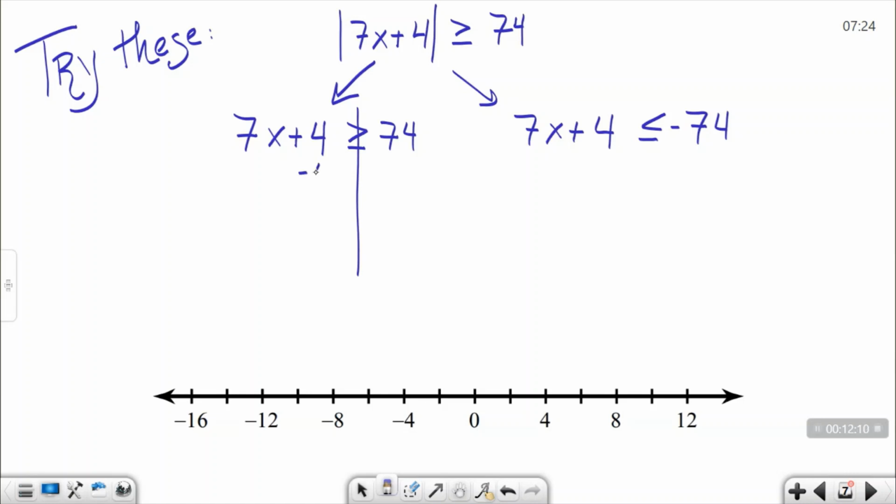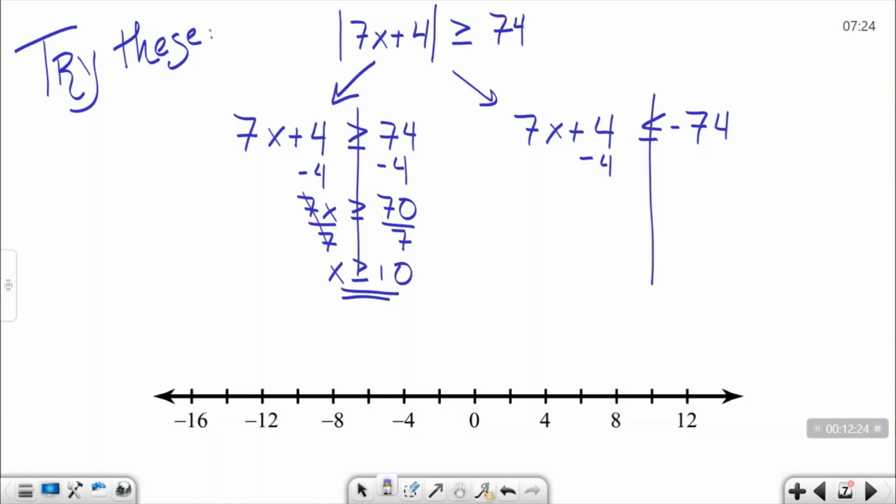All right, and then we go ahead and solve it. We're going to subtract 4 and divide by 7. Over here, same exact steps.